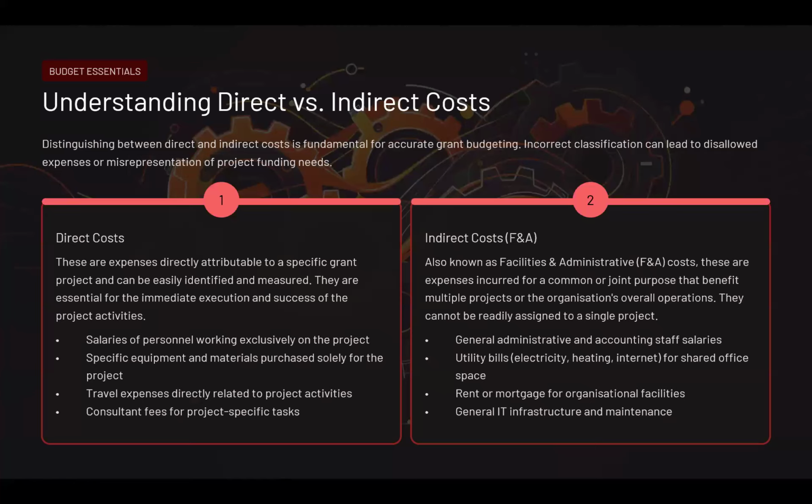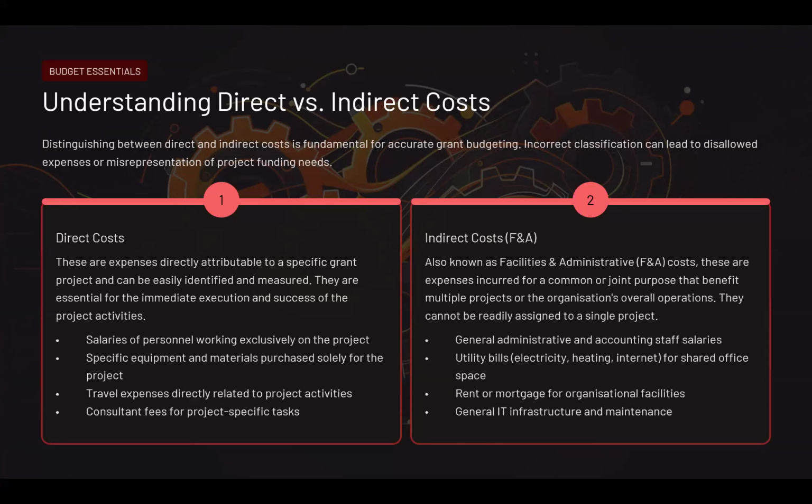Earlier, I spoke about direct and indirect costs. So let's look at the difference between them. Direct costs are expenses that are directly attributed to a specific grant project and can easily be identified and measured. They are essential for the immediate execution and success of the project activities. For example, salary, materials, travel expenses, or consultancy fees.